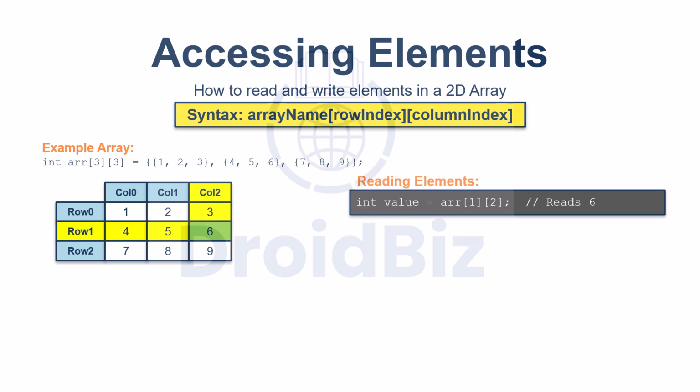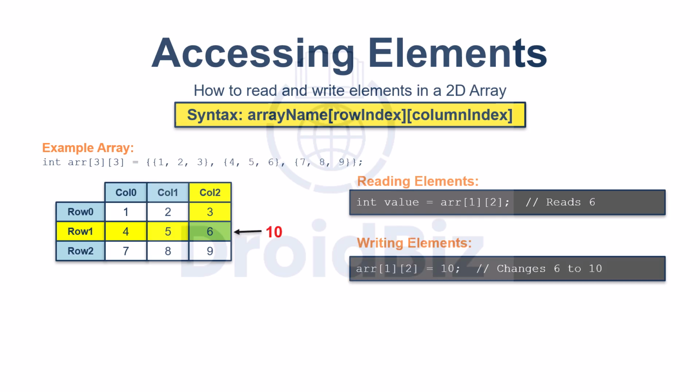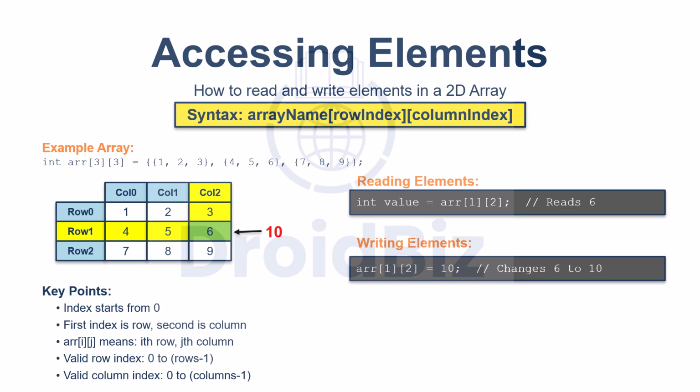For reading elements, we use the same bracket notation. If we write int value equals ARR[1][2], this reads the element at row 1, column 2, which is 6. For writing elements, we use an assignment statement. If we write ARR[1][2] equals 10, this changes the value 6 to 10. Here are the key points to remember.